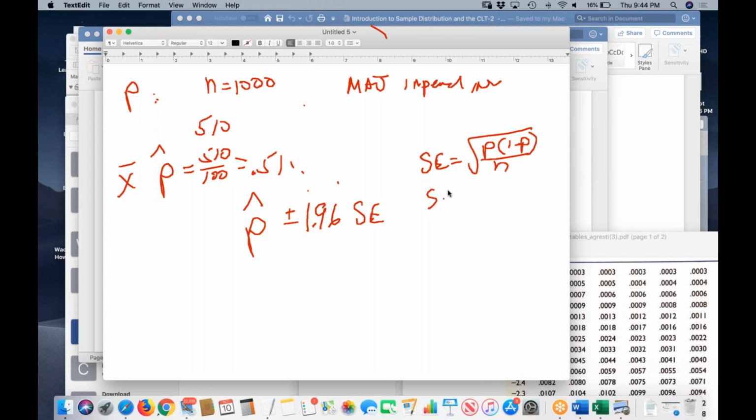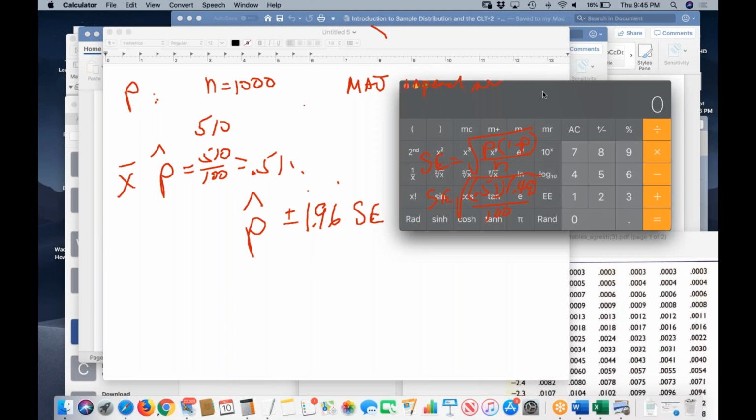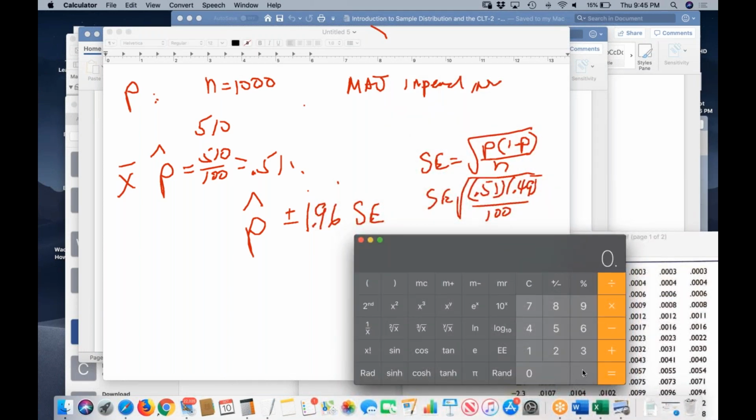Okay, that's cool. Let's see what that comes out to. The standard error is equal to the square root of 0.51 times 0.49 over 1,000. I'm going to actually calculate that out. 0.51 times 0.49, divided by 1,000. I made a mistake at first, it's 1,000. That is 0.000249. I'm going to take the square root of that, and it comes out to be 0.0158. I'm going to call that 0.016, or 1.6%.